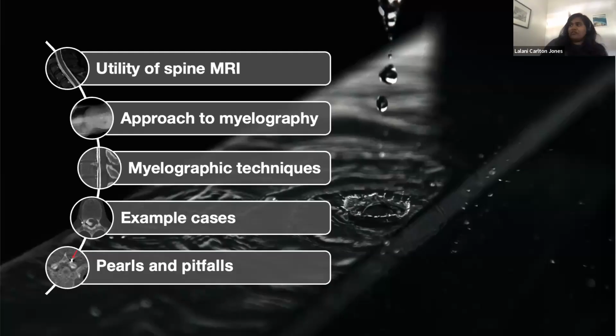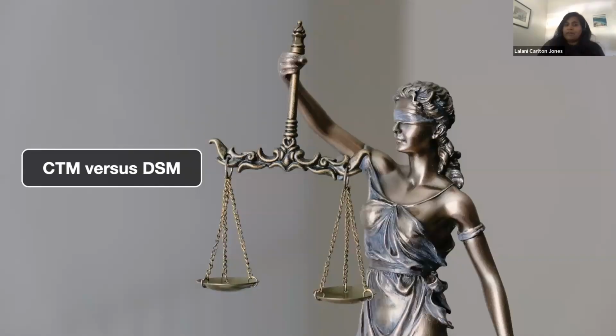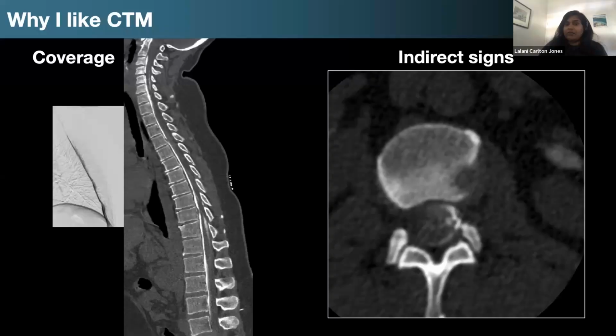Okay, so I want to finish up with just talking about some pearls and pitfalls. So you may think, what do I offer in my institution? Do we offer CTM versus DSM? I mean, there's no right technique, as I told you. It comes down to personal preference and experience. I like CT myelography because I can get a better coverage of the spine. Digital subtraction myelography is limited to the size of the detector.